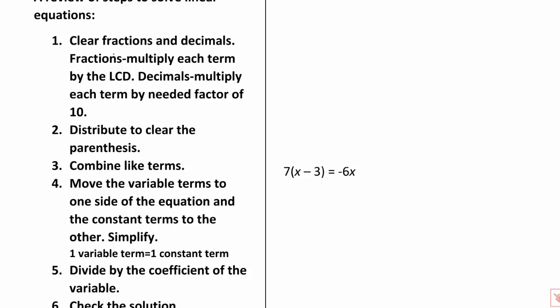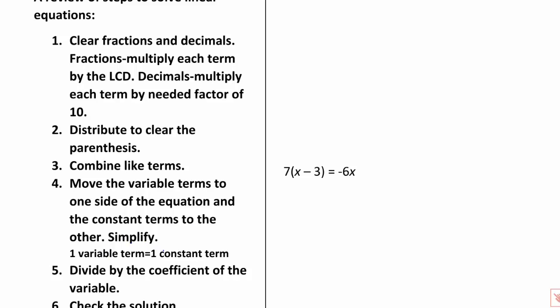Number 1 says clear fractions and decimals. For fractions, you will multiply each term by the LCD. For decimals, you'll multiply each term by a needed factor of 10, however many you need. Number 2 says distribute to clear the parentheses. Number 3 says combine like terms. Number 4 says move the variable terms to one side of the equation and the constant terms to the other, and simplify.